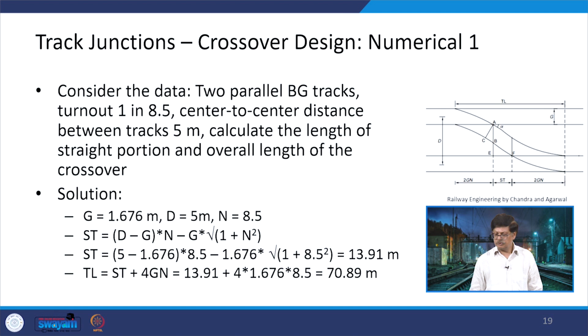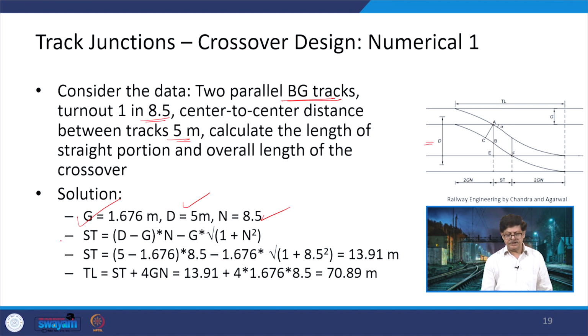Let us look at one of the numericals here. We have the data where two parallel broad gauge tracks are being provided. When the broad gauge tracks are there, g is equal to 1.676 meters. The turnout is 8.5, so n is given as 8.5. The center to center distance between the tracks is 5, so this d value is 5 meters. Calculate the length of the straight portion and the overall length of the crossover.